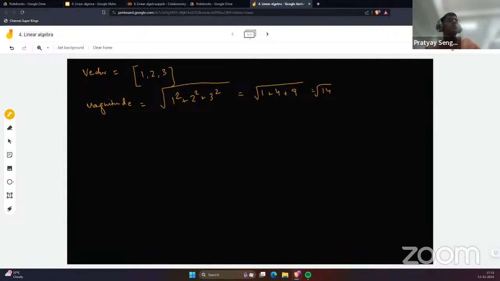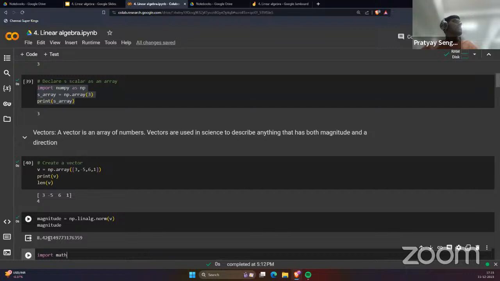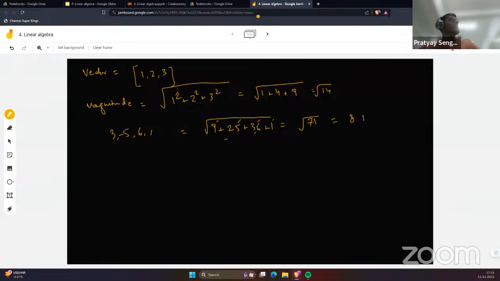Similarly, what was given to you, we can change this. What we had here is 3, 5, 6, 1. So you have 3, minus 5, 6, 1. So it has to be 9, 25, 36, 100. So just sum it up, and it's coming to 71. So that's why it's coming around 8.42, right? How do you do that without using numpy? It's 8 point something.